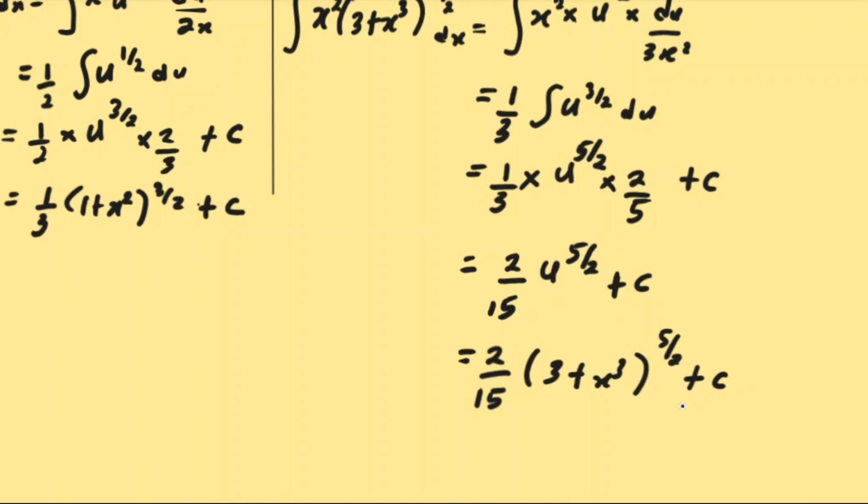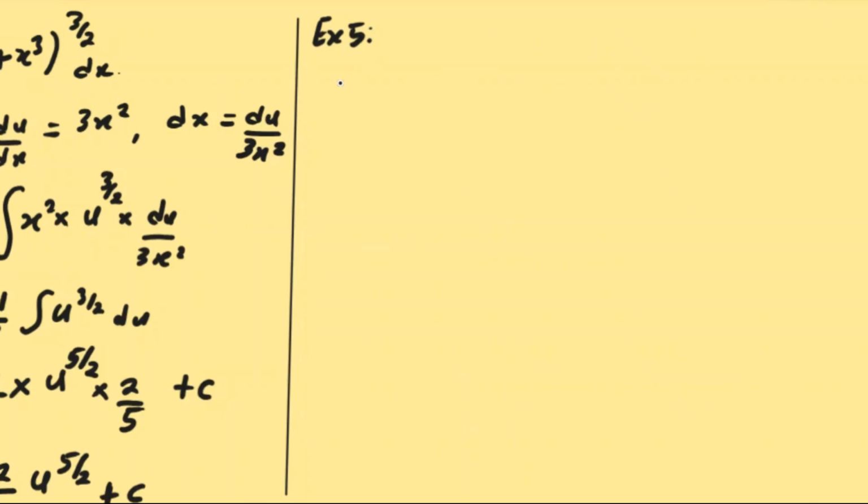So let's take one more example. Example 5, we have the integral of e raised to the power of x multiplied by 3 plus e raised to the power of x, all raised to the power of 4, dx. Now you discover that if we take u to be 3 plus e raised to the power x, if we differentiate it, we are still going to get e raised to the power x, which will be able to cancel these out. So let u be equal to 3 plus e raised to the power of x.